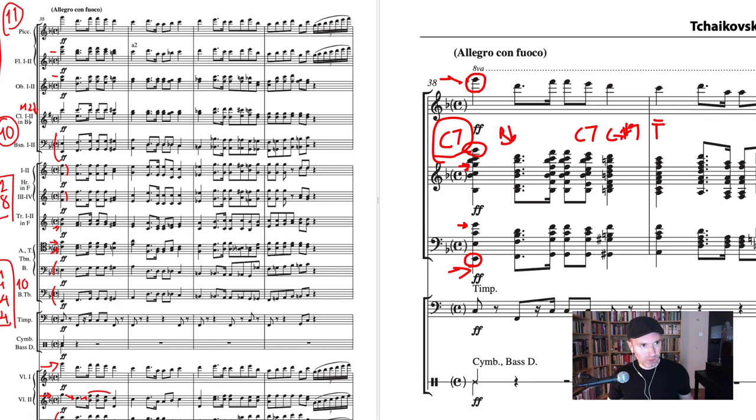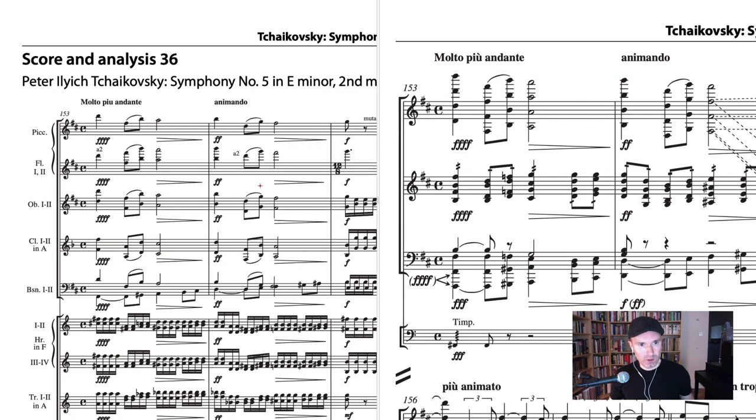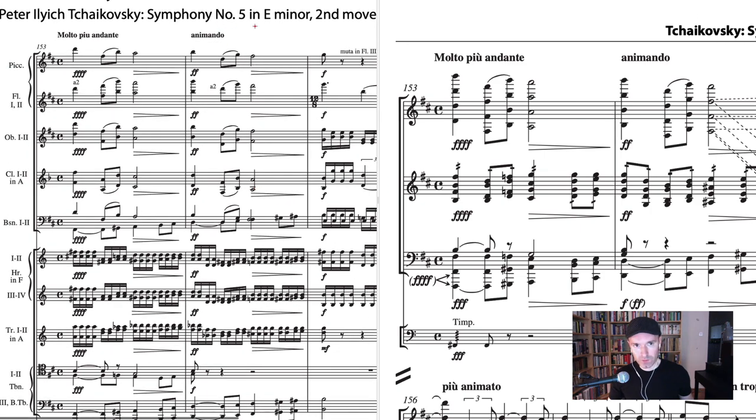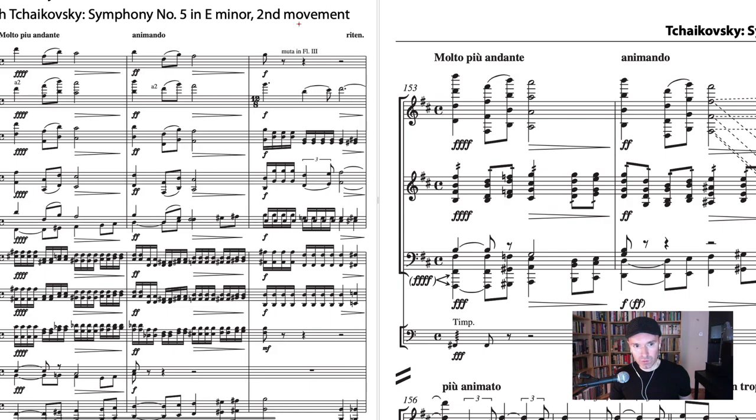As you noticed, we hear the melody, we hear the bass, but everything sounds more or less at the same level. We cannot separate the melody, but we still hear the melody very significant. Another example is also by Tchaikovsky from the Fifth Symphony. This is the second movement.